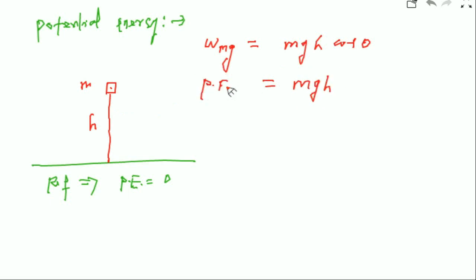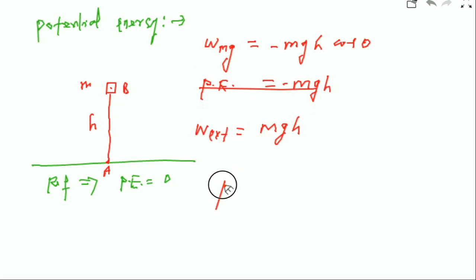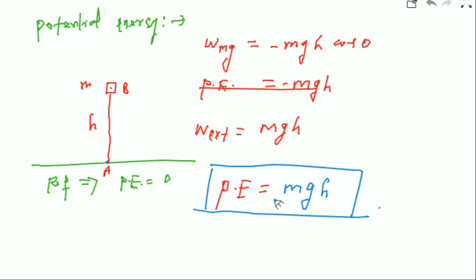So the definition of potential energy is the work done by the external force to bring the mass from point A to point B. So here the work done by mg will be negative, and the work done by the external force equals mgh. Suppose you have a point mass m, and acceleration due to gravity g, and the height from your reference point is h, then potential energy will be mgh. This is very important.